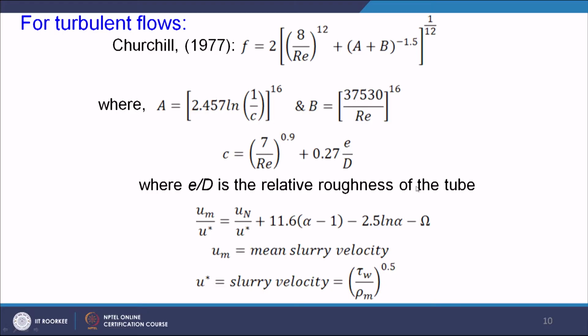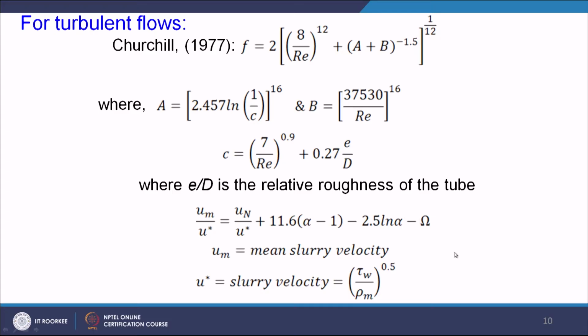So, once you know the friction factor, it is also necessary to get the mean velocity. So, Churchill has proposed that mean velocity um divided by u star, where u star is a slurry velocity, and slurry velocity can be written as (tau w by rho m) to the power half, is equal to un by u star plus 11.6 into 1 minus alpha minus 1 minus of 2.5 into ln alpha minus gamma.